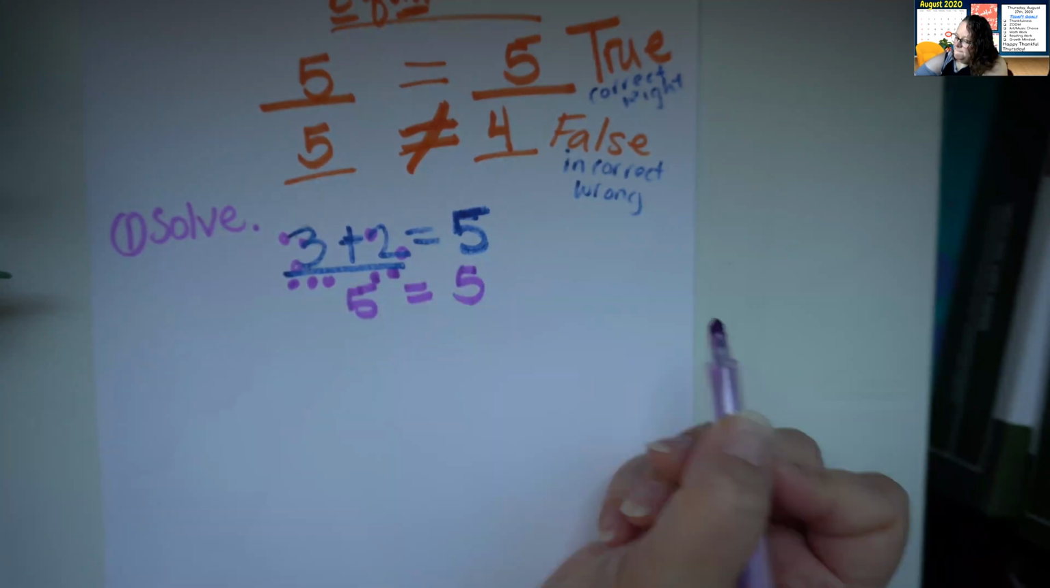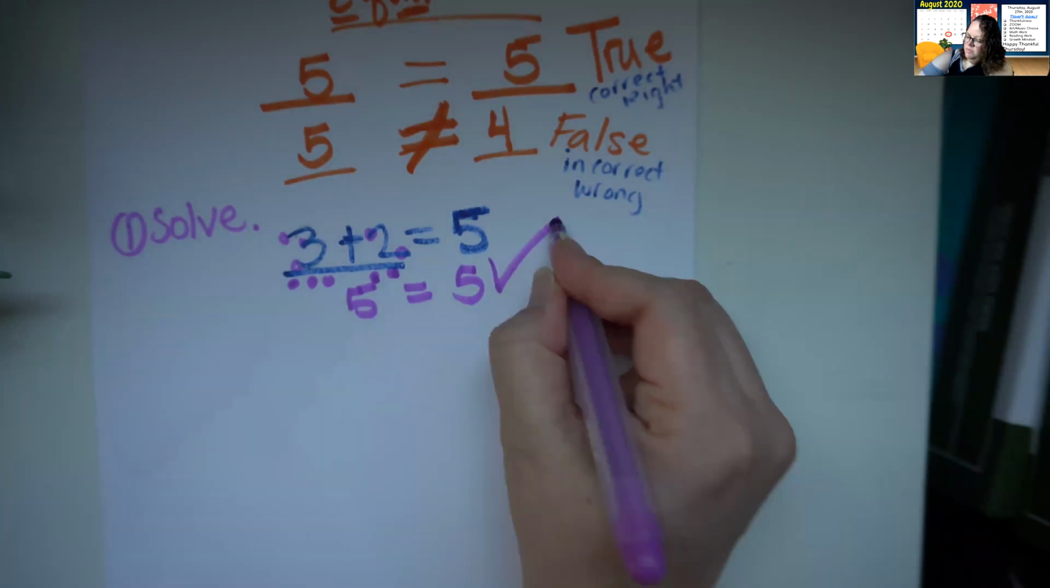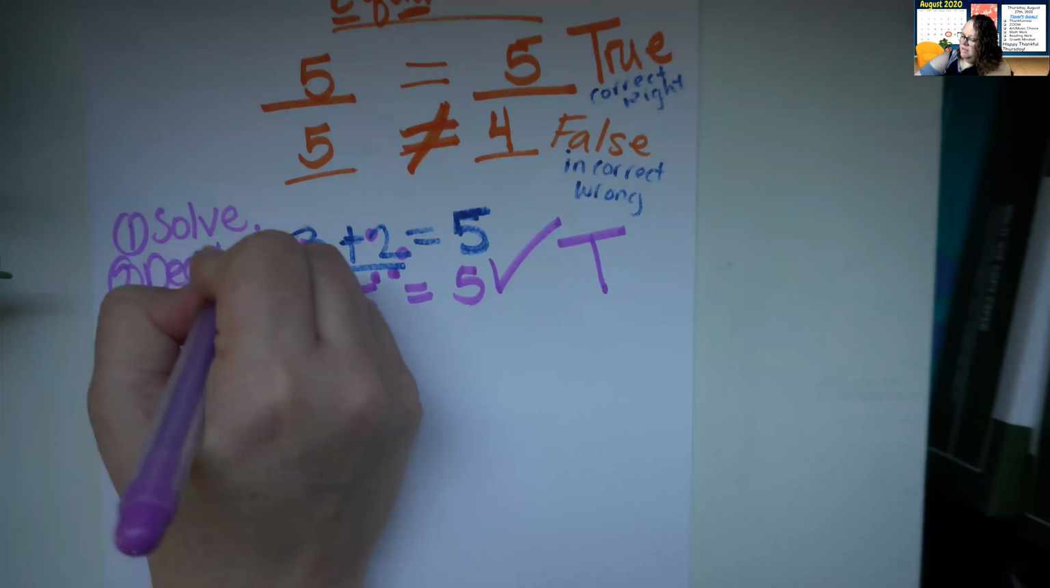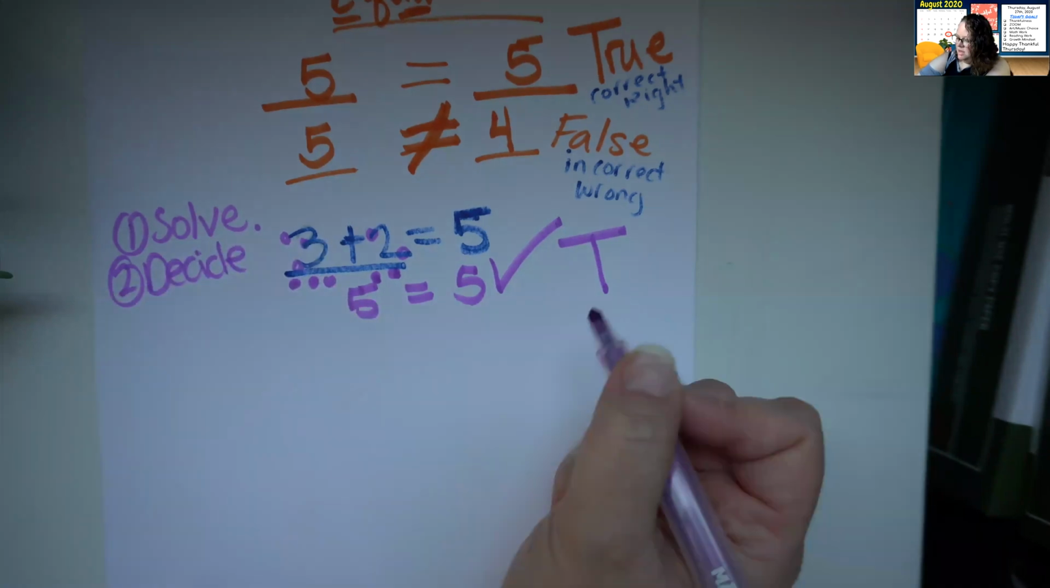So I'm going to put a big T, right? So we solved it. We decided, right? We looked at, oh yeah, both sides say 5. So check mark, I know that's true.